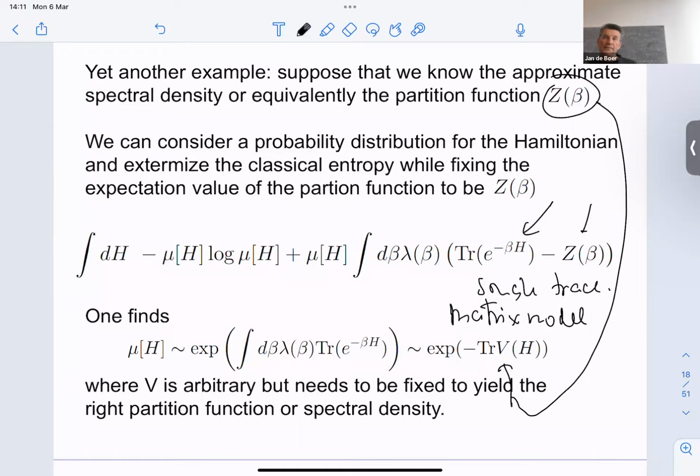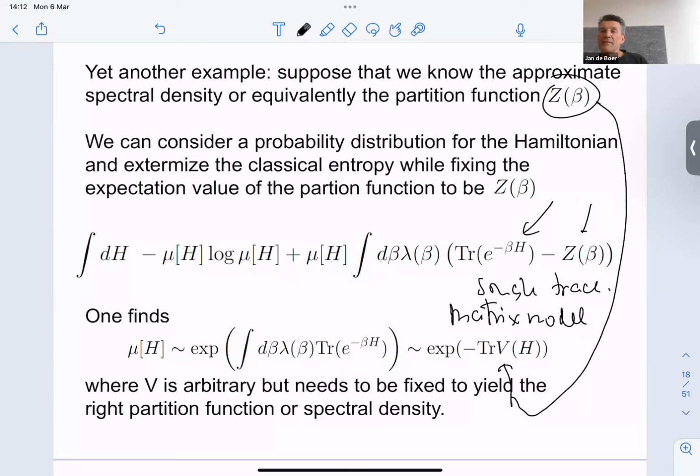So the statistical description that you get, the claim is not that your theory is statistical. There might as well just be one Hamiltonian. For all you know, there is just a single Hamiltonian. But the only thing that you know is approximate partition functions.